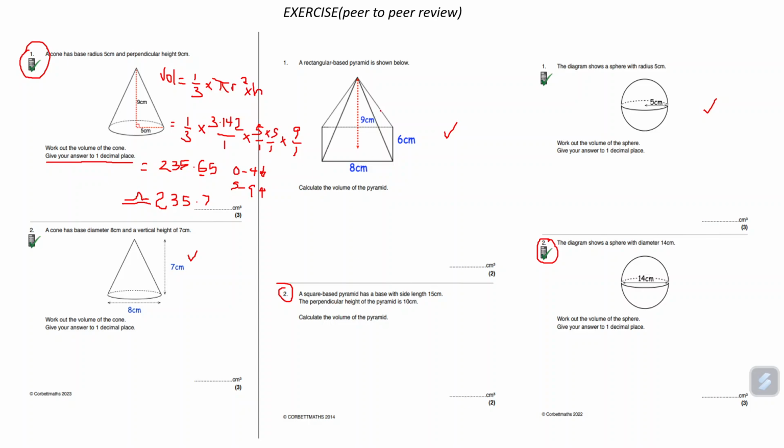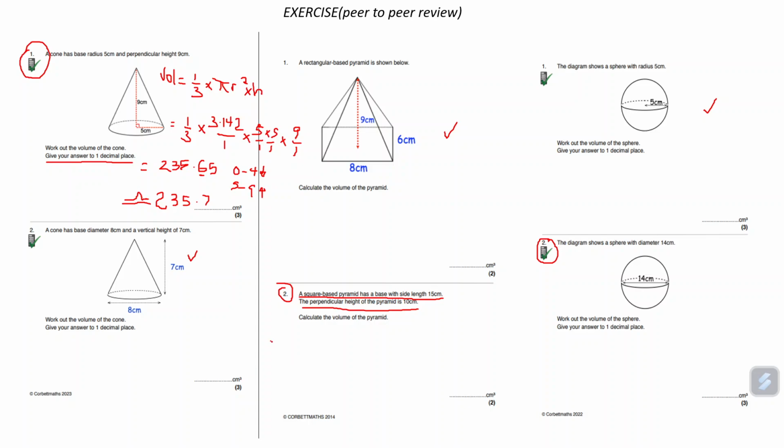This will be left for anyone doing the revision to have a go at. So let's look at question number 2. A square base pyramid has a base with side length 15 centimeters. The perpendicular height of the pyramid is this. Calculate the volume of the pyramid.